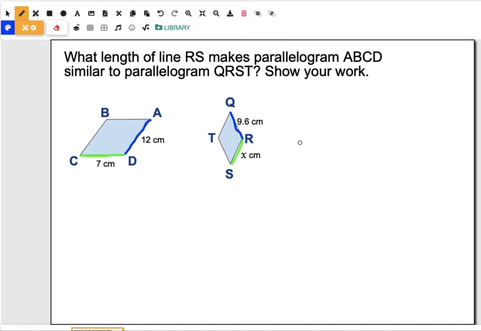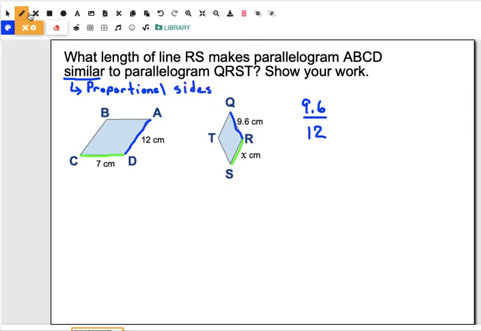First and foremost, let's write the one that we do know. So we want to write them as ratios: 9.6 over 12. And I write that because they're supposed to be similar, and whenever two figures are similar, the sides have to be proportional. In order to have a proportion, you need to have two equivalent ratios. So proportional sides.